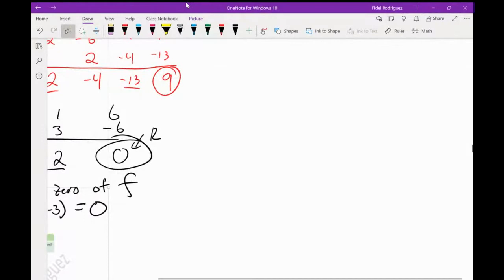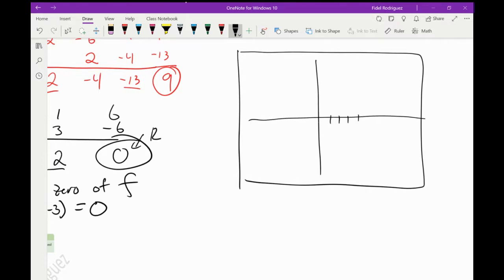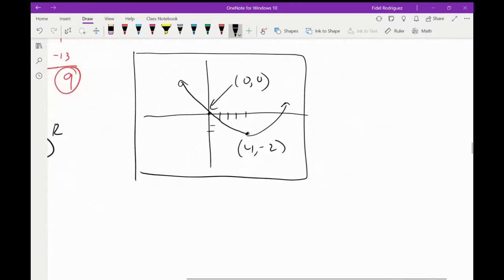So in essence, what we had was a graph that kind of looked something like this. 1, 2, 3, 4, 1, 2. The graph went through here, and my graph kind of did something like this, right? This point here was 4, -2, and that point right there was 0, 0. And it was asking me, can we write out the equation for this graph? And the answer is yes, we can.